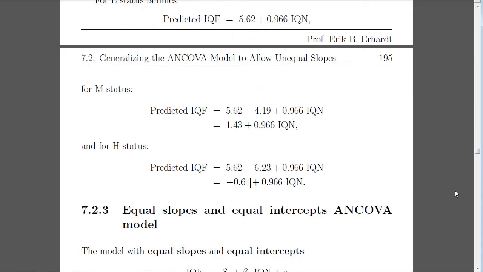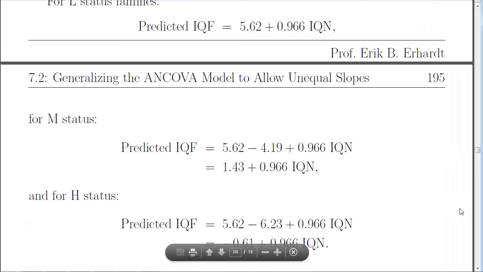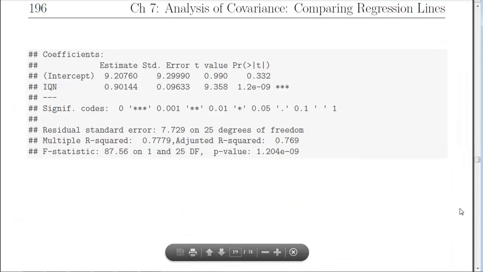Okay. So that ends the equal slope but different intercepts model. Here's another model. We could have equal slopes and equal intercepts. What would that even mean? That means if we have equal slopes and equal intercepts, we have one single regression line to describe all three groups.